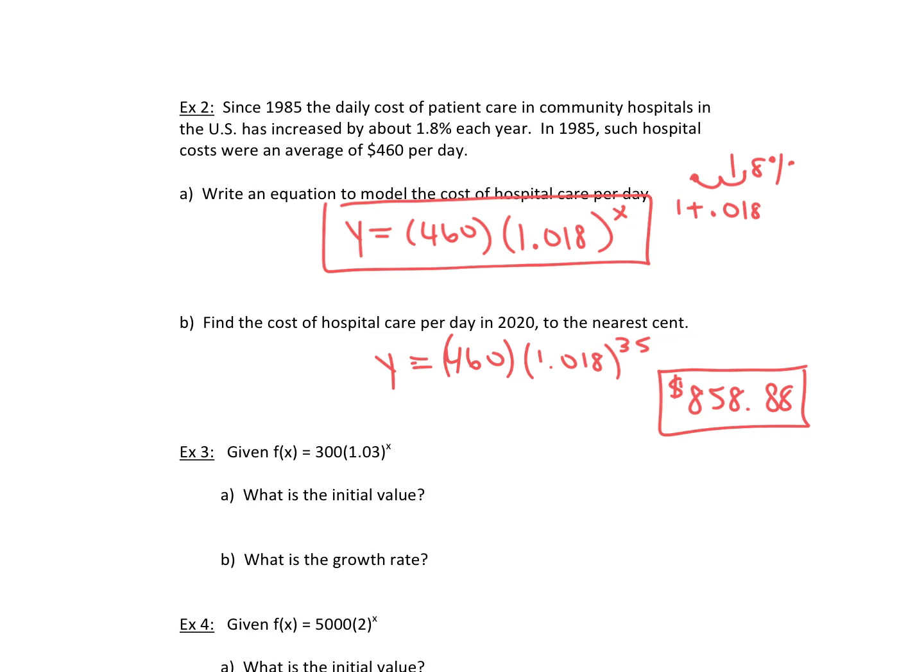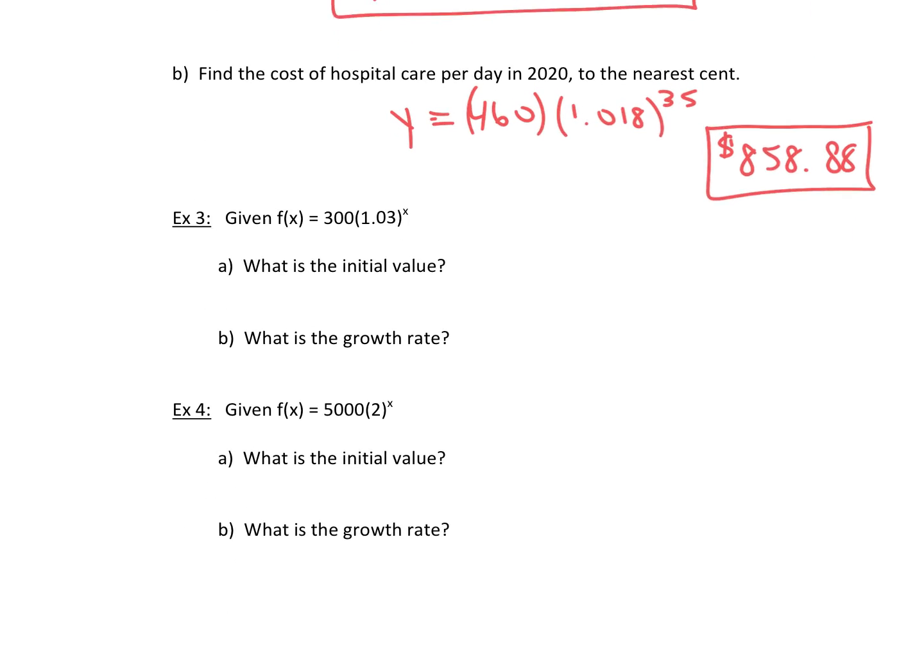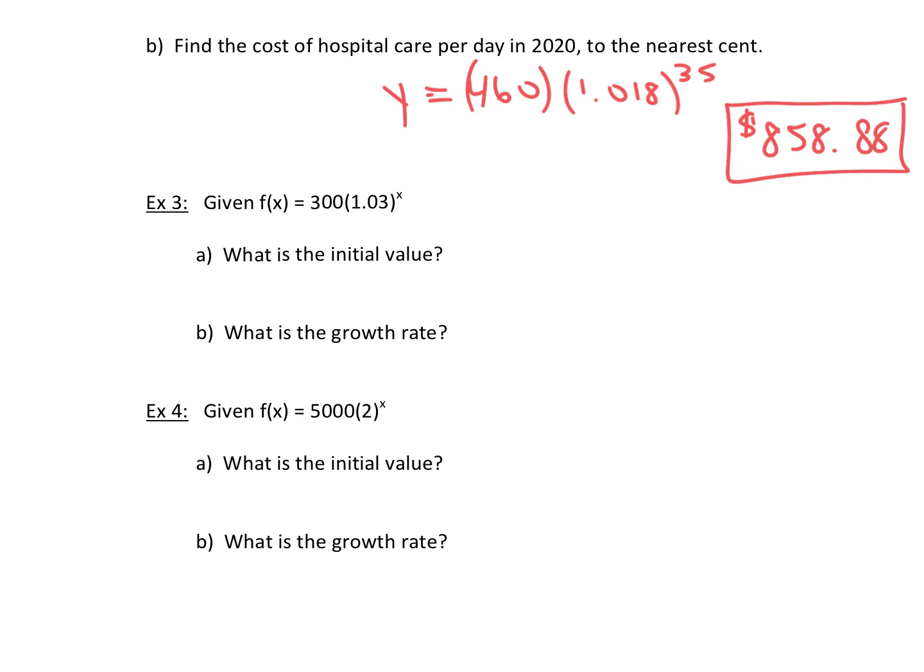Okay. In the next section, we're looking at equations that have already been set up for us and analyzing what the different parts of the equation mean. So for part A, what's the initial value? Your initial value is always going to be the A value, so this is 300. What is the growth rate? Remember, the B value is 1 plus the growth rate, so you have to take that apart a little bit. The growth rate here would be 3%, so you're looking at the 0.03, which represents 3% growth each time period.